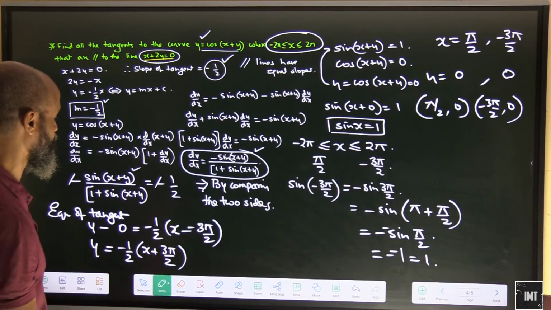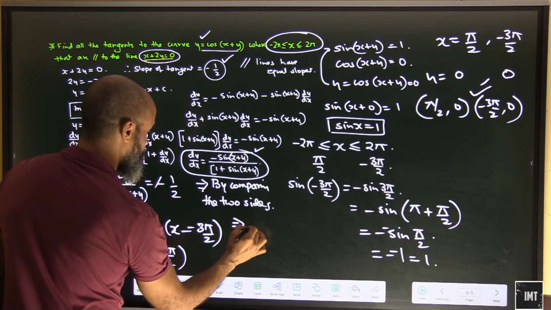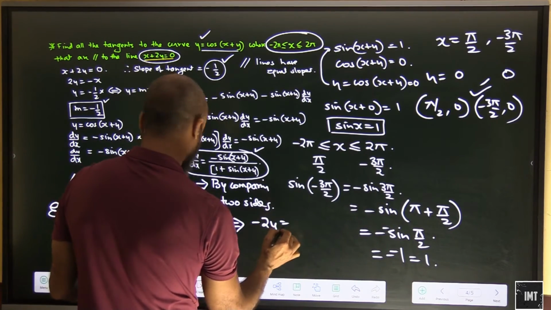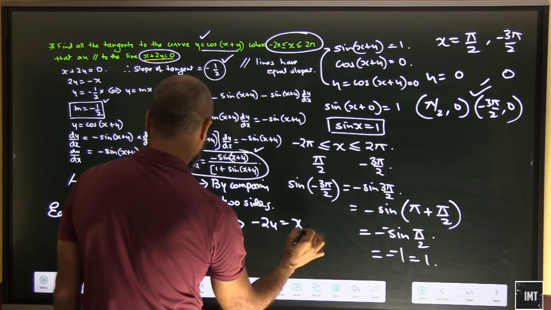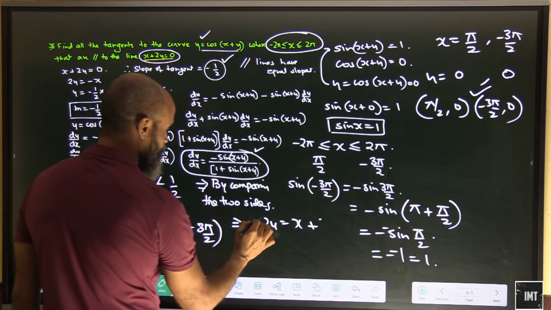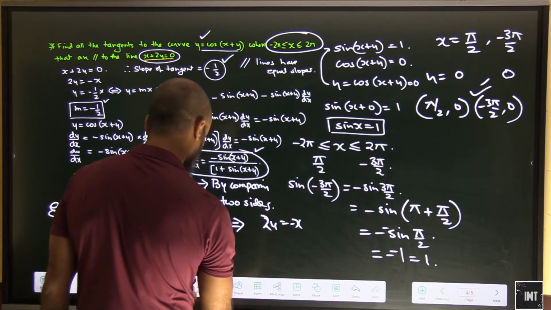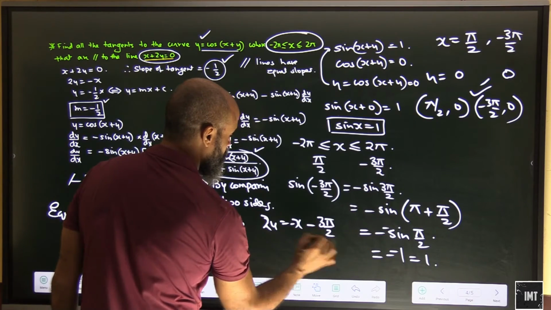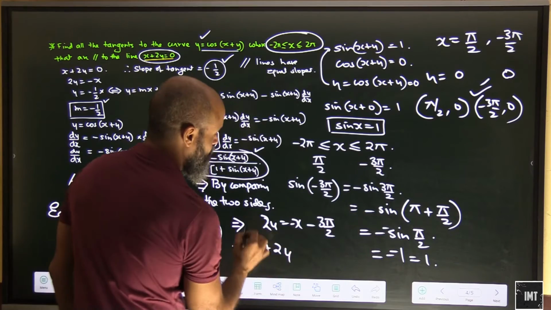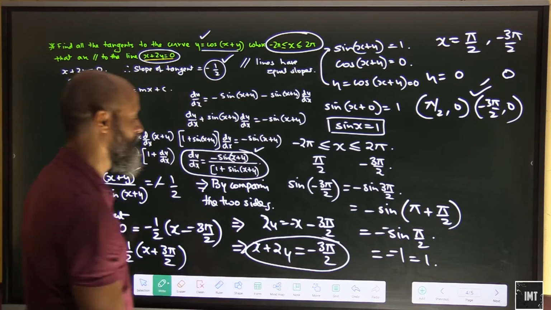If we happen to take this value, so what will this be? This will be basically minus 2y is equal to, if we shift the minus here, x plus, or rather we keep the minus here, 2y is equal to minus x minus 3 pi by 2. So what will be the value here? This will be x plus 2y. x plus 2y is equal to minus 3 pi by 2.